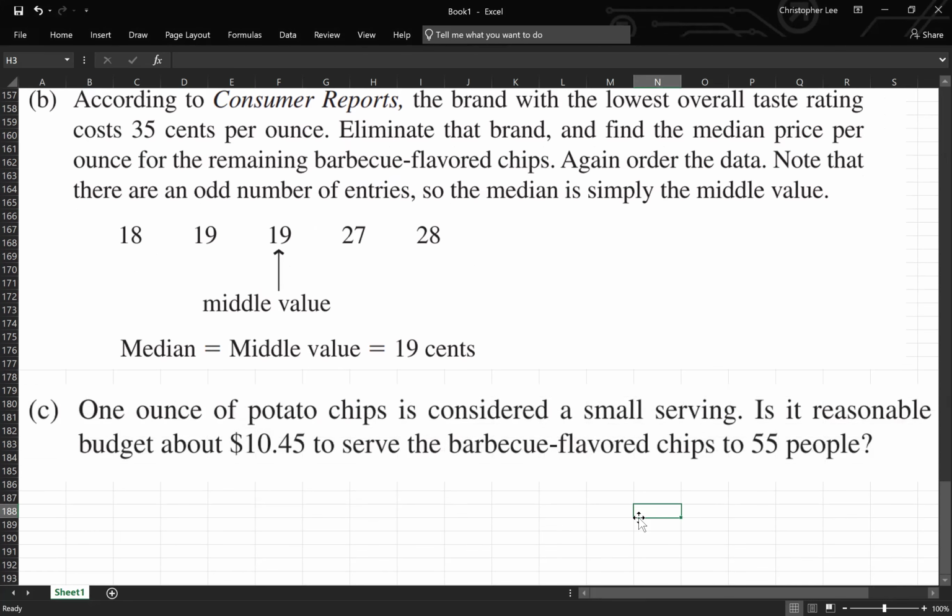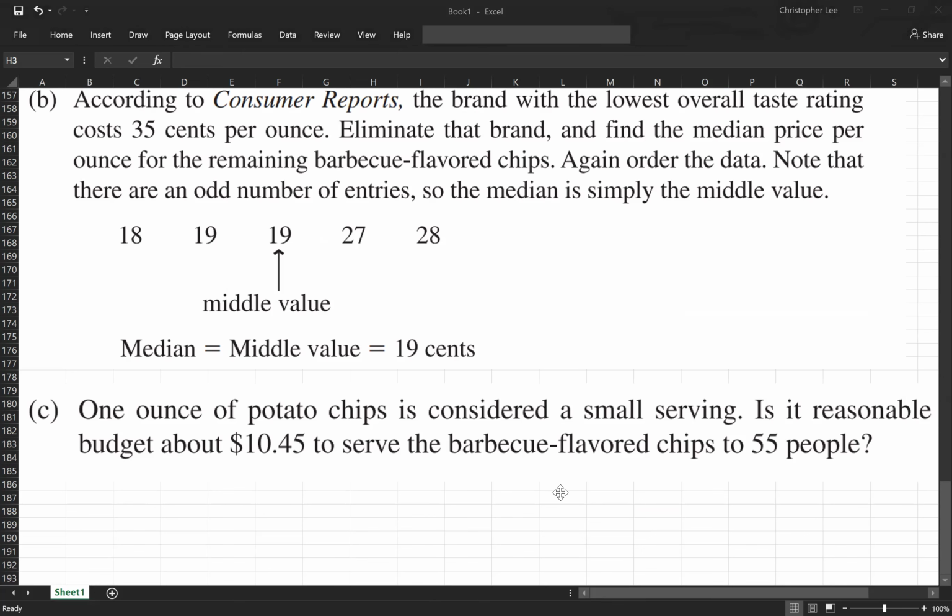So 1 ounce of potato chips is considered a small serving. Is it reasonable to budget about $10.45 to serve the barbecue flavored chips to 55 people? Here's what it's saying: if I wanted an ounce of potato chips, it might cost me about, let's say, 19 cents. I want to feed 55 people. So do you think that $10.45 is enough to budget to feed the 55 people? That's what they're asking.